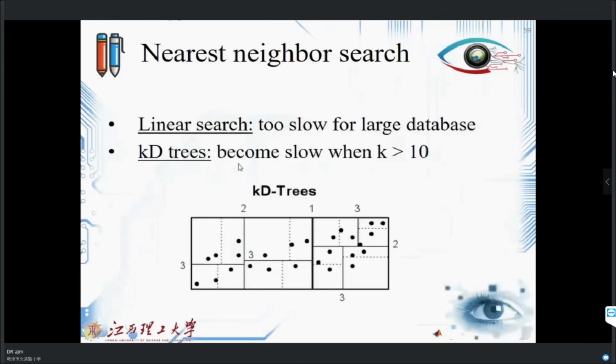To search for this nearest neighbor, linear search is too slow for a large database, or we have the KD trees, which are slow when K is more than 10.